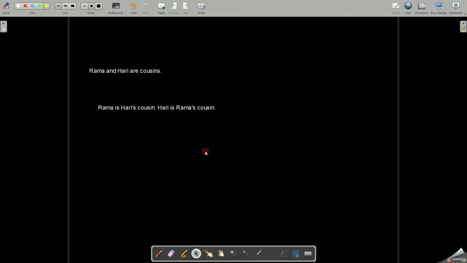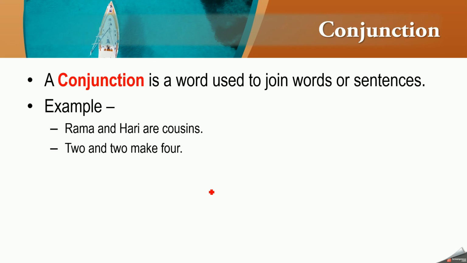So when I do it this way, it's actually two sentences which are connected by means of the conjunction over here, that is and. We can combine these two sentences by combining Rama and Hari because both of them have this word in common. They are cousins. They are each other's cousins. So we can simply connect them using the and say Rama and Hari are cousins. 2 and 2 make 4. So over here and is the conjunction.